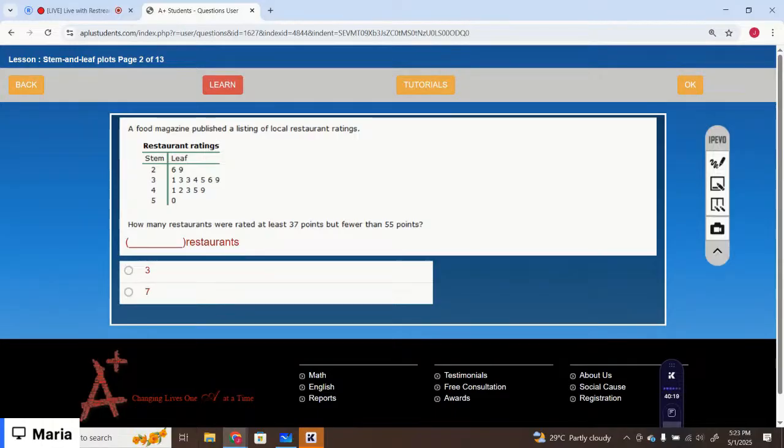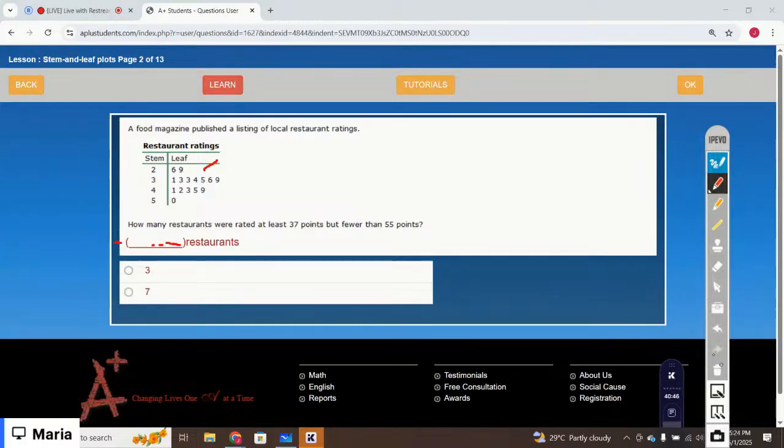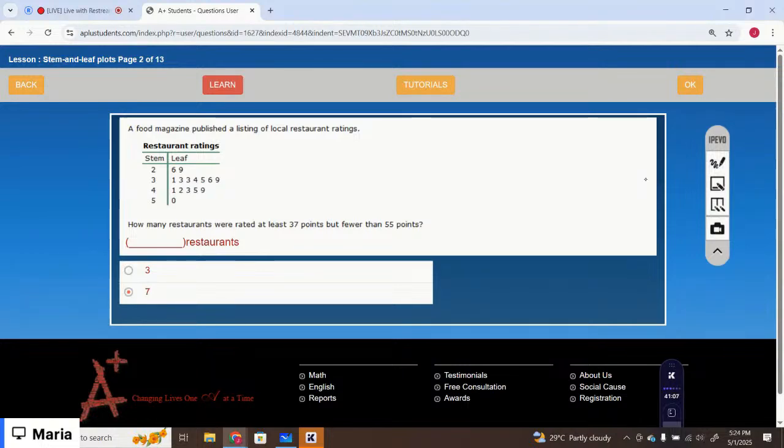The food magazine published a listing of local restaurant ratings. How many restaurants were rated at least 37 points but fewer than 55? So at least 37 and fewer than 55 means you have to look at the points between 37 and 55. Here is 10, 3. 1, 2, 3, 4, 5, 6, 7, 8. Oh, 36 is not included, 37 is. 1, 2, 3, 4, 5, 6, 7. So the correct option is 7. Option number 2 is the correct option.